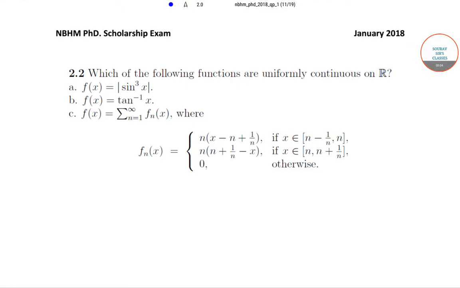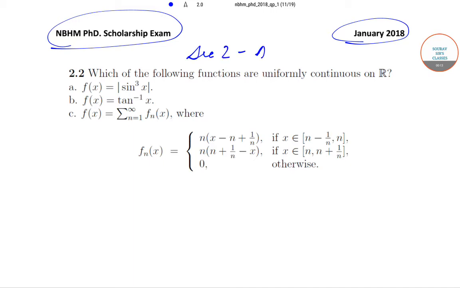Today we'll be solving the NBHM PhD Scholarship Exam questions from the January 2018 paper. We'll be solving questions which came from section 2, that is the analysis portion of the paper. So let's start off with the question. This is question number 2 of section 2. Which of the following functions are uniformly continuous on R?